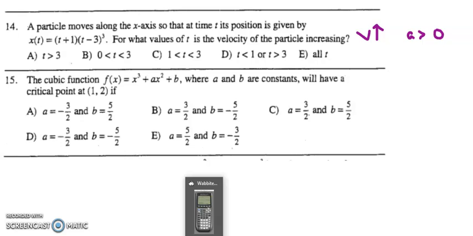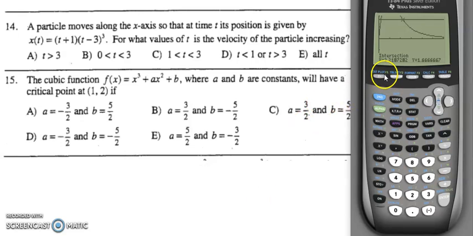is greater than 0. So I go to my graphing calculator, to my y equals screen, and the first thing I'll do is clear out what I had in y1, and then I had something in y4 from my last problem. So now I just have in y2 and y3 the first and second derivatives. So I'm going to go ahead and type in my position function, x plus 1 times x minus 3, and that is raised to the third power.